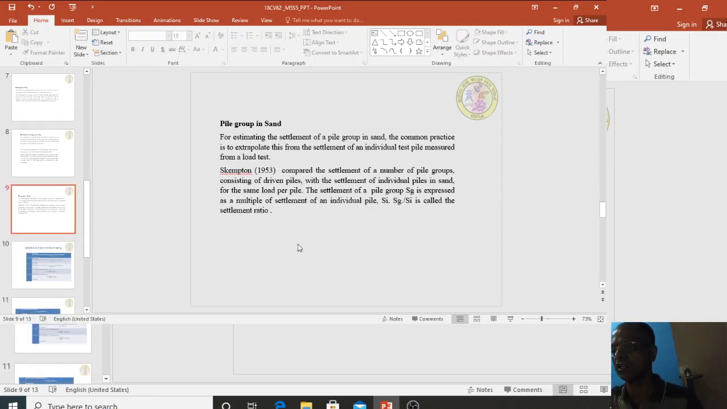Pile group in sand. For estimation of settlement of a pile group in sand, the common practice is to extrapolate from the settlement of an individual test pile measured from the load test. Skempton in the year 1953 compared the settlement of a number of pile groups consisting of driven piles with the settlement of individual piles in sand for the same load per pile. The settlement of the pile group SG is expressed as a multiple of the settlement of an individual pile S1. SG by S1 is called the settlement ratio.